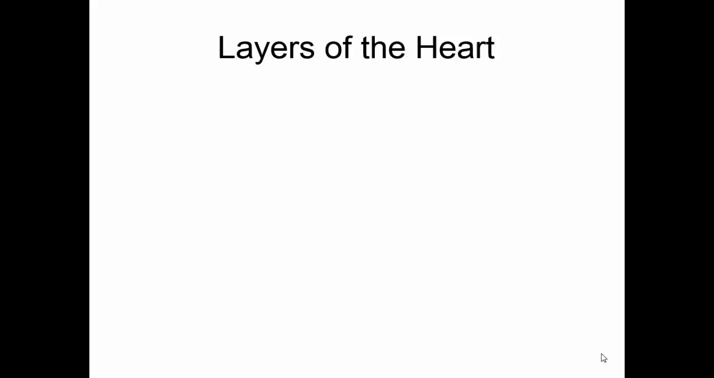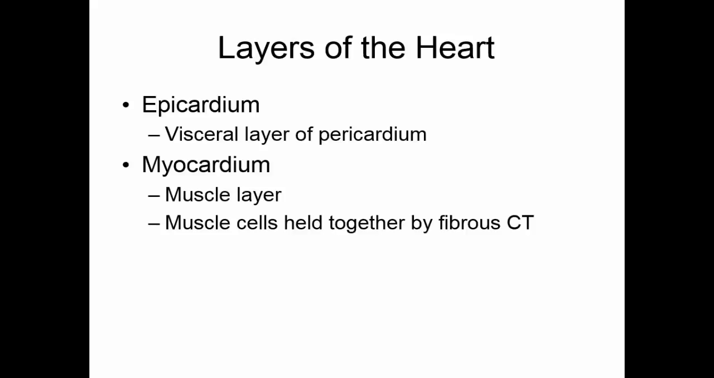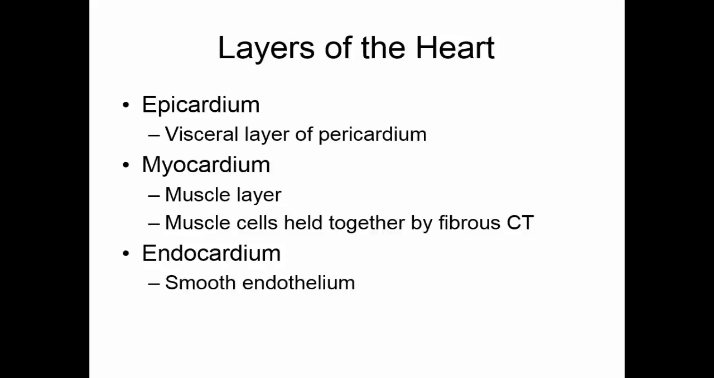There are 3 layers to the heart. The epicardium is actually the visceral layer of the pericardium. This is a single layer of epithelial cells. The myocardium is the muscle layer. The muscle cells are held together by fibrous connective tissue. The myocardium is the largest part of the heart. The endocardium lines the inside of the heart. This is a smooth endothelium. It is only 1 cell layer thick. Its function is to make the inside of the heart nice and smooth.